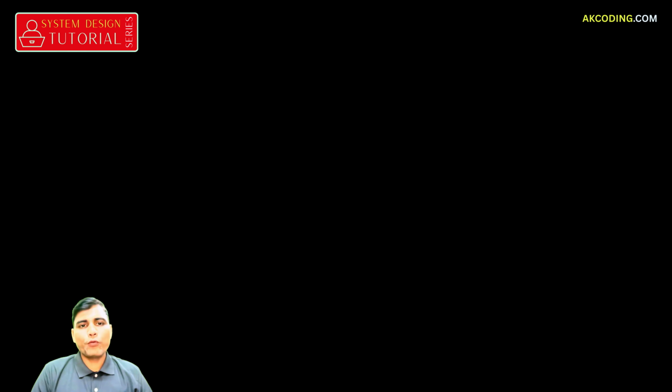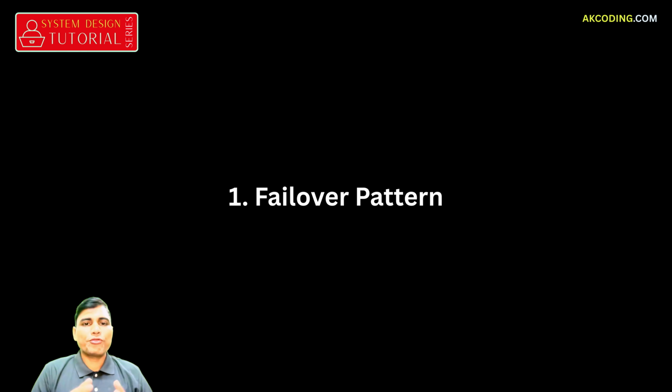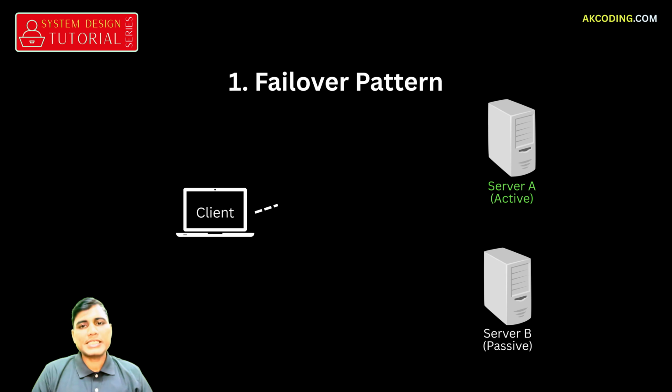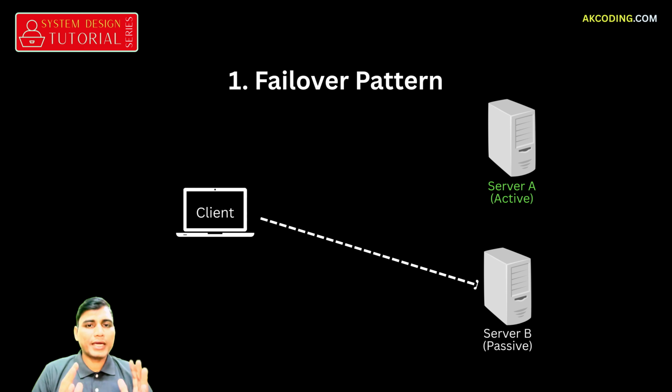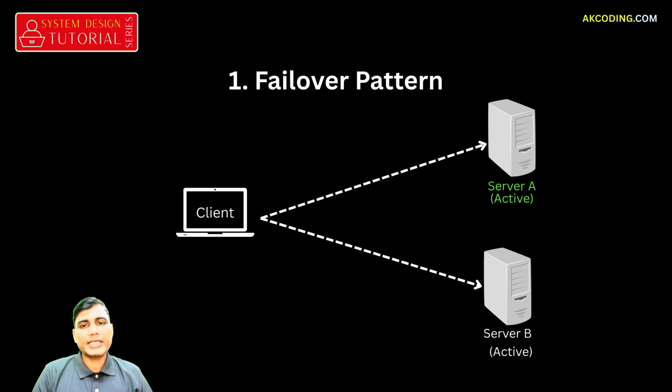In this video, we will discuss 7 key availability patterns. Number 1, failover pattern. In the failover pattern, if the primary system fails, traffic is automatically redirected to the backup. This can be active-passive, where the backup just waits until needed, or active-active, where both systems serve traffic simultaneously. Failover is like having a spare tire. It keeps you moving when the main one bursts.